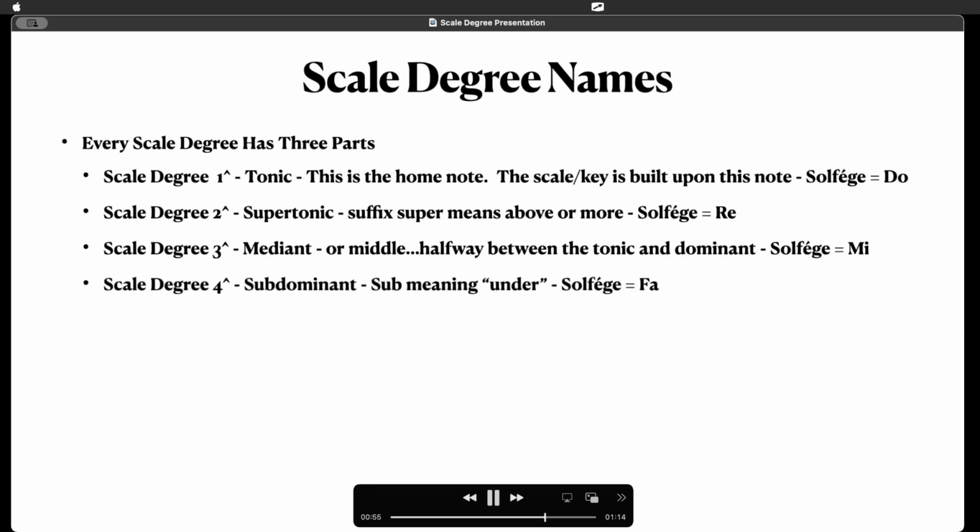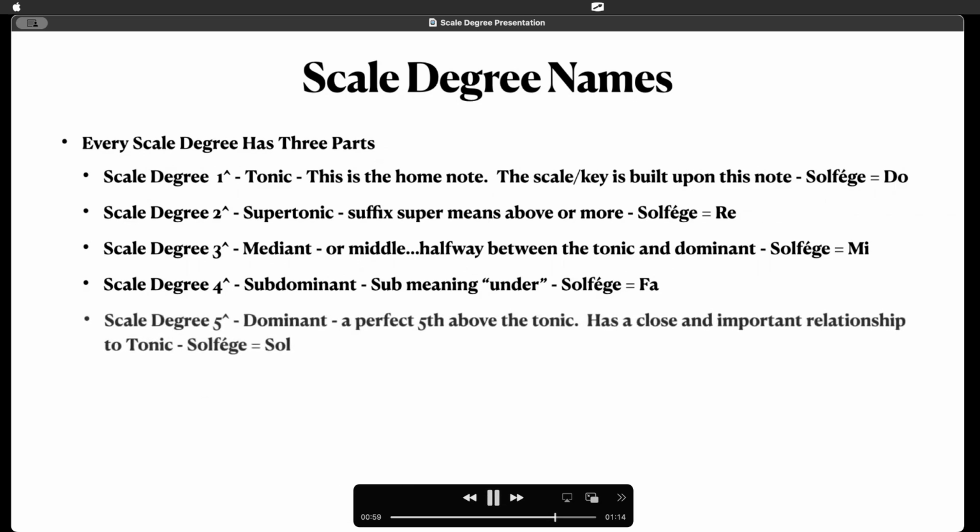We move on to scale degree number 4. That brings us to Fa. Do, Re, Mi, Fa is called the subdominant. Sub meaning under, so it is just under the dominant note. And as you might guess, the dominant is scale degree number 5. The solfege for that is Sol.